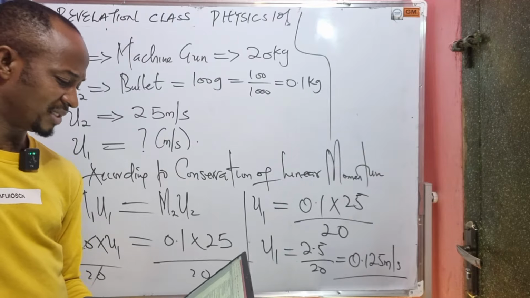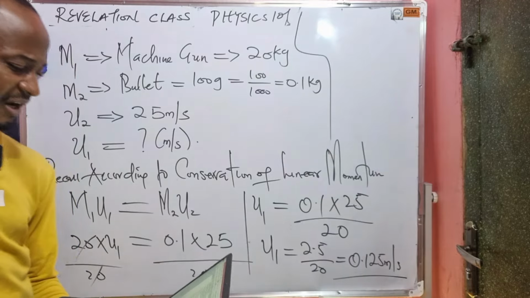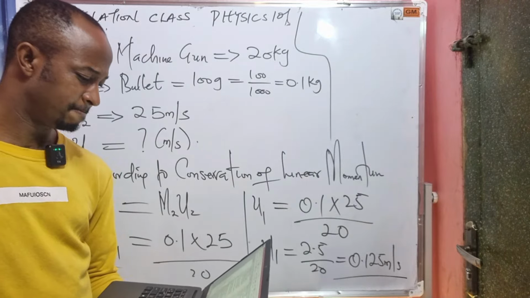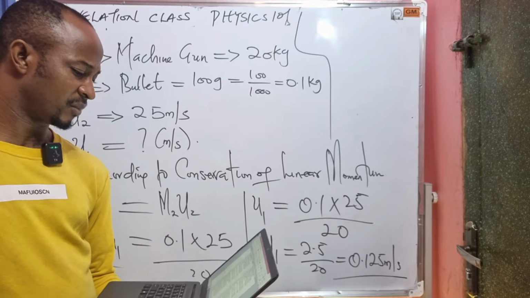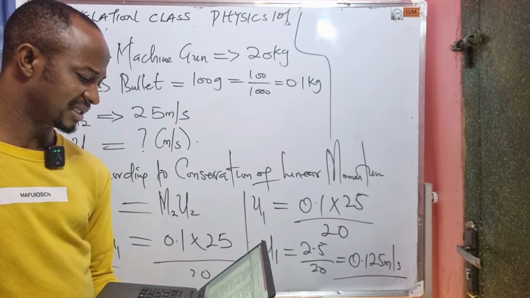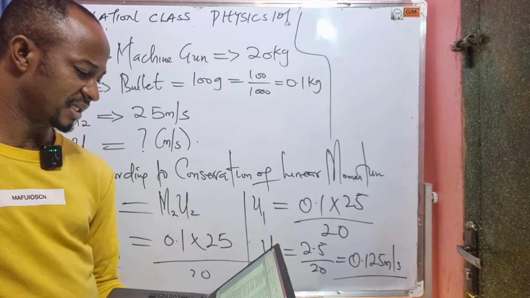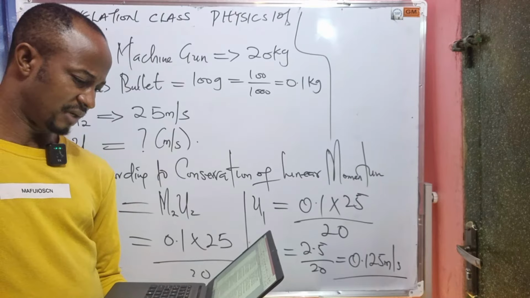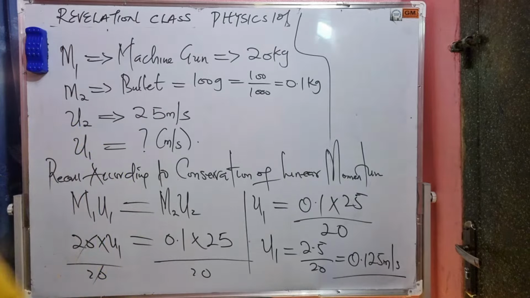A 5.0 kilogram object traveling at 1 meter per second collides with a 10 kilogram object initially at rest. Determine the velocity of each object after impact if the collision is elastic. If the collision is elastic. Let's solve this problem together.